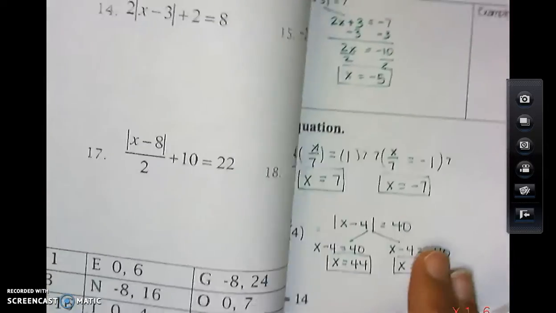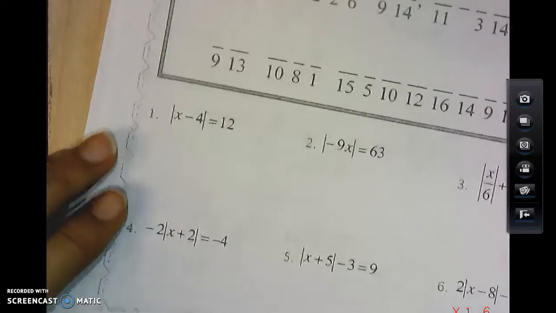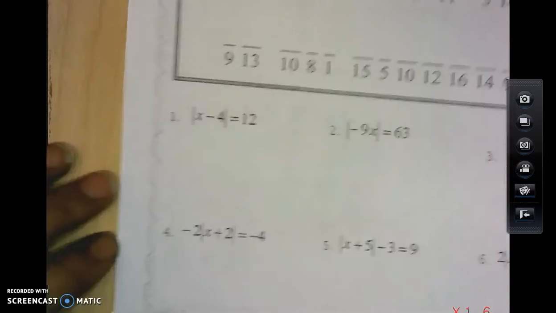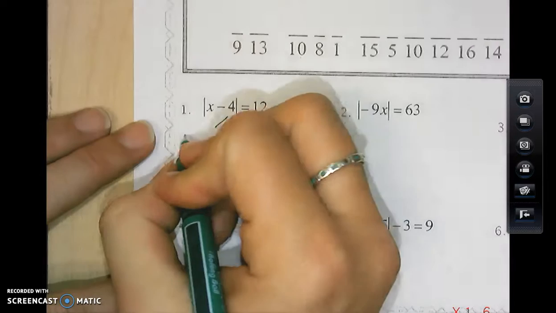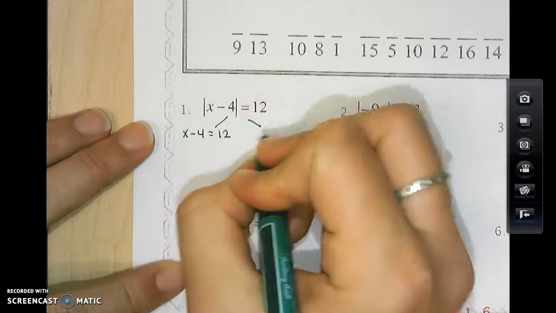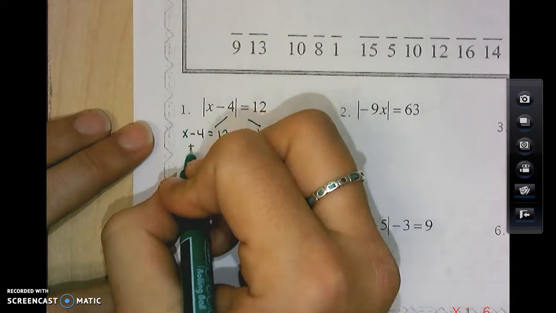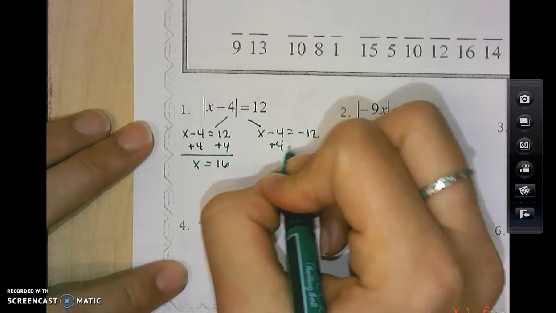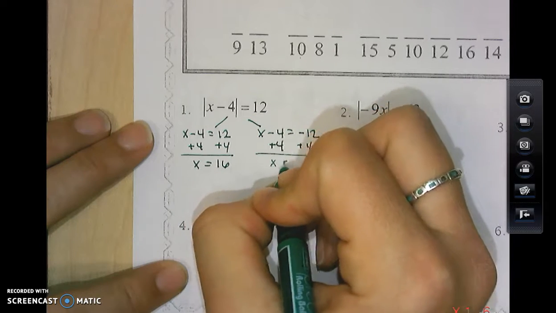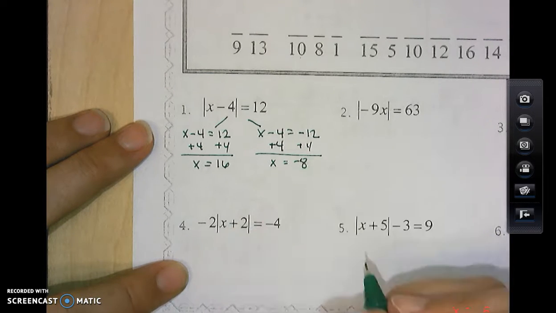On the back side is the answer box. So you'll solve them, and whatever you get for an answer. Here, let's try number 1. Number 1, the absolute value is already by itself, so I'm going to just split. So x minus 4 equals 12, and then x minus 4 equals negative 12. Add 4 to both sides, x equals 16. Add 4 to both sides, x equals negative 8. So I've got 16 and negative 8 as my 2 solutions.